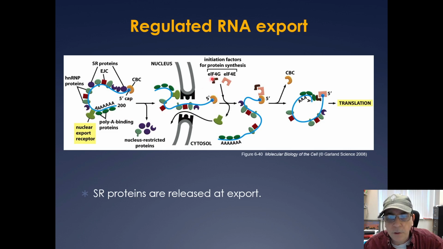Once it's out in the cytosol, something very important happens where eIF4E and eIF4G displace the CBC and bind to the end, and it creates this circular structure on the RNA for translation to occur. And we'll see this circular structure when we cover translation in the next lecture. And once again, the SR proteins are removed prior to export.